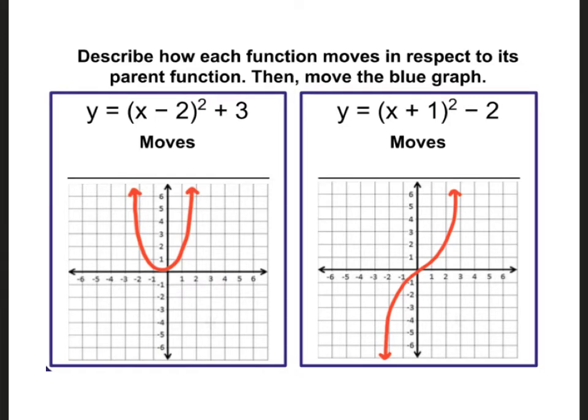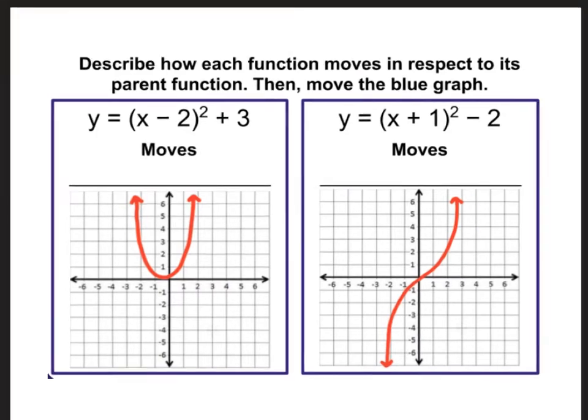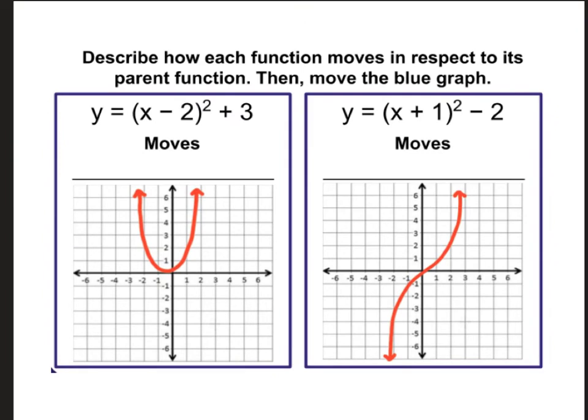So notice these have two things happening. They have an h and a k value. Remember, your h is inside parentheses. So if you have x minus h, it moves h to the right. And if it is x plus h, it moves h to the left.